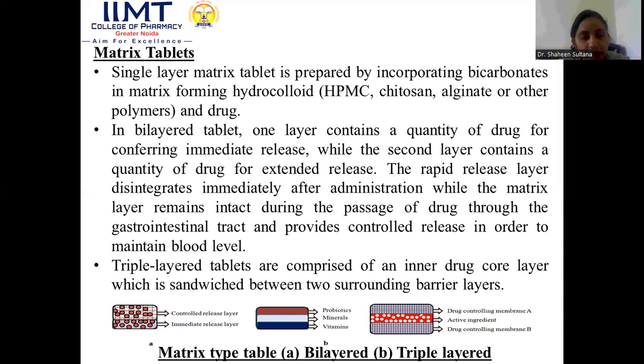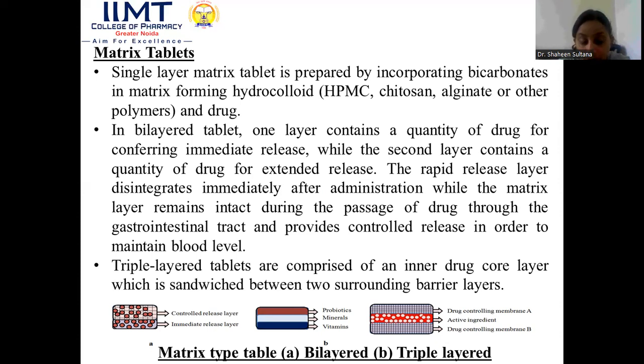The bilayer tablet is made up of two layers. One contains a quantity of drug that will provide the immediate release, while the second layer contains a quantity of drug that will provide the extended release for 12 hours or 24 hours. The rapid release layer disintegrates immediately after administration and therefore provides the immediate effect, while the matrix layer remains in contact during the passage of the drug through the GIT and provides a controlled release in order to maintain the plasma drug concentration for a prolonged period of time.